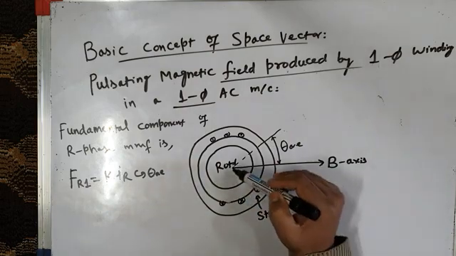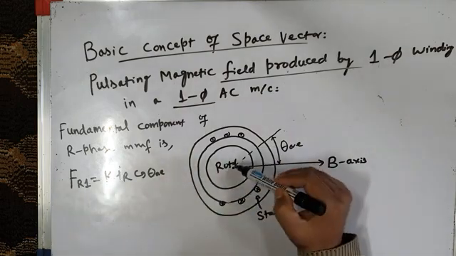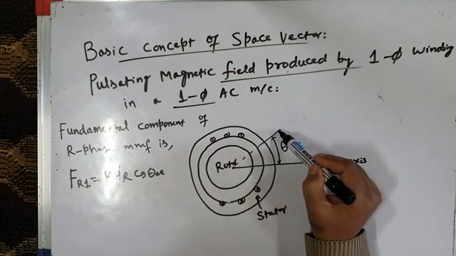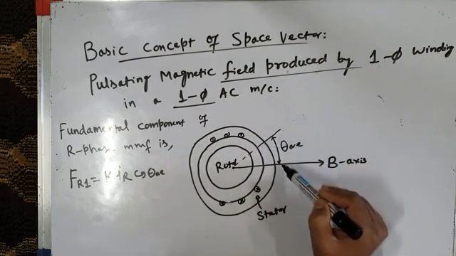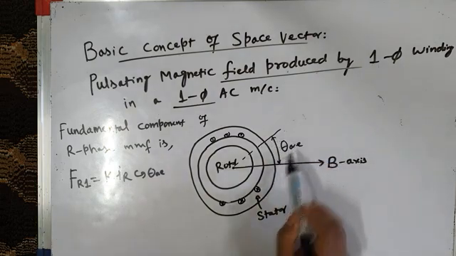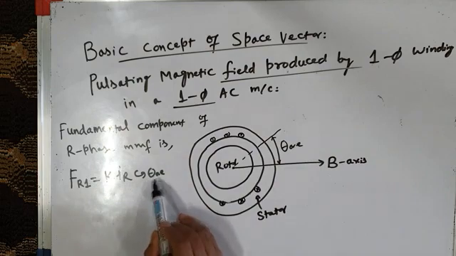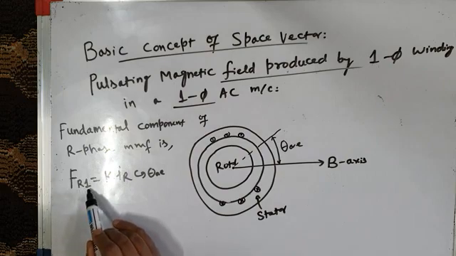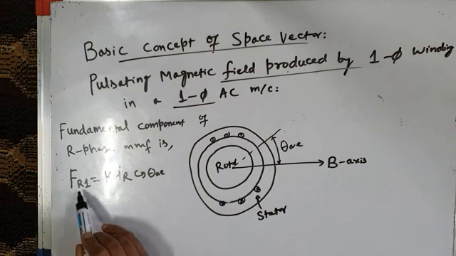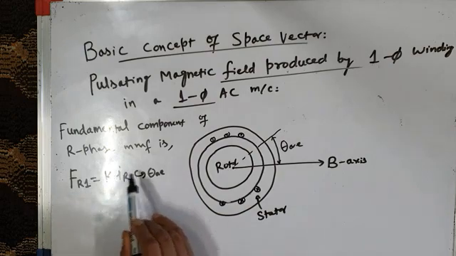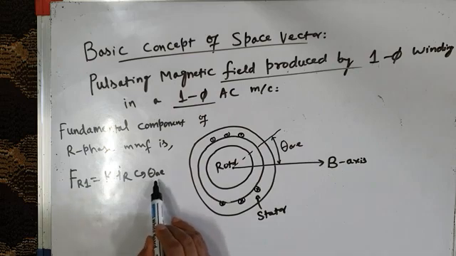For example, you may be finding the fundamental component of MMF somewhere here. When you find the fundamental component of MMF along this axis, you have to take this space angle, the air gap angle, into consideration. You have to multiply it with cos theta AE. F stands for MMF, R stands for R phase, and 1 stands for fundamental. So FR1 means the fundamental component of MMF produced by the current flowing in the R phase. It's given by K IR cos theta AE.